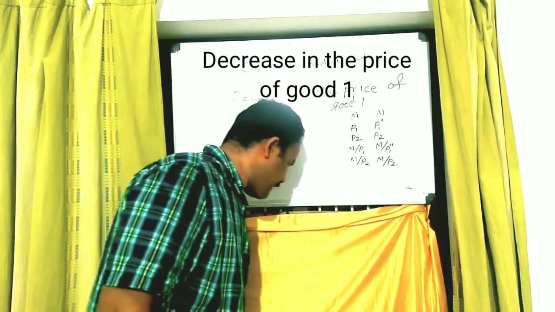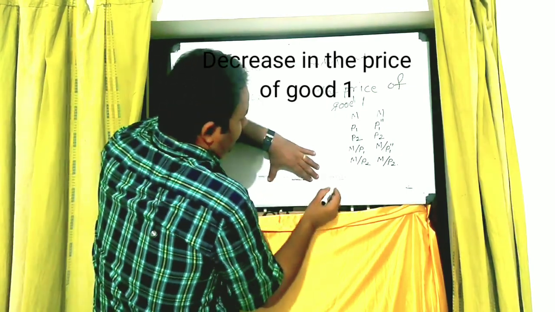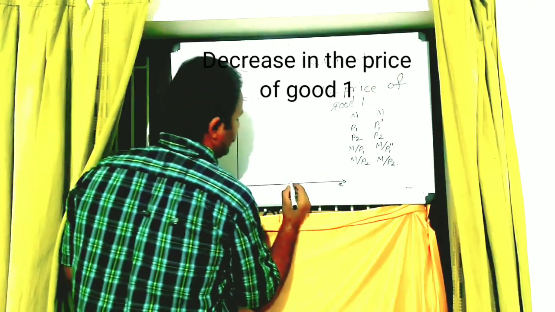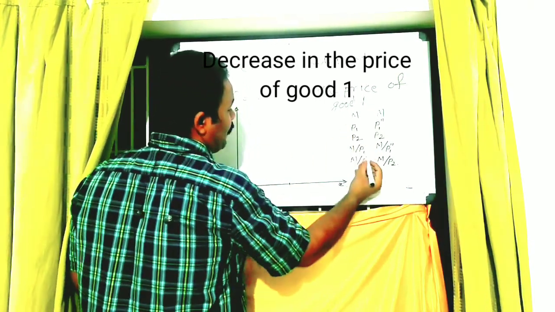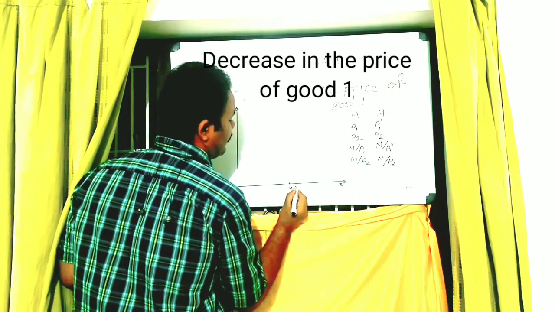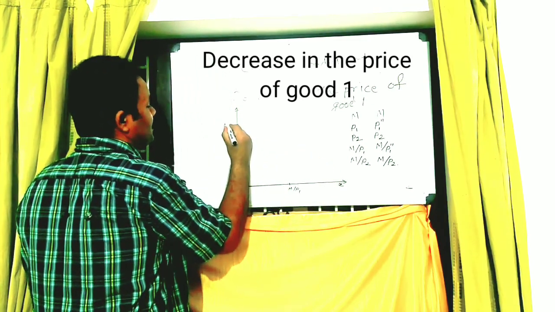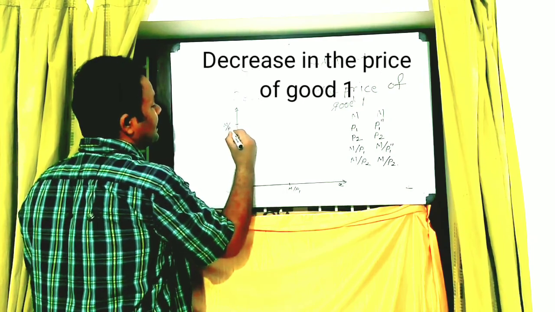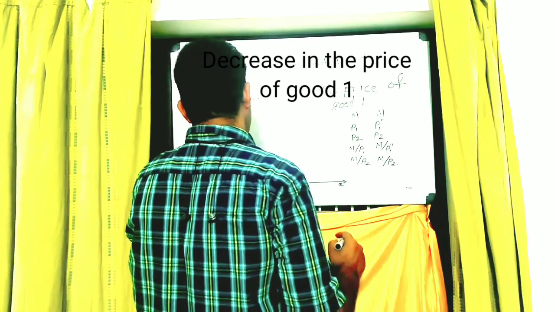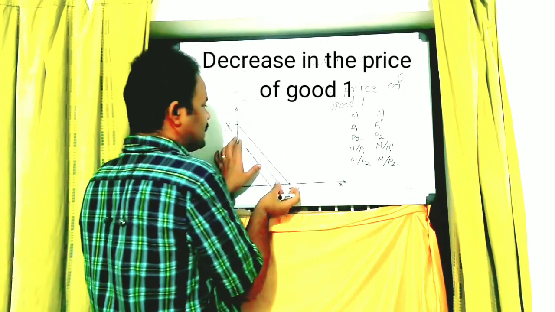This we can explain with the help of a diagram. Here we are drawing. So here the initial horizontal intercept M by P1, that is here. Vertical intercept M by P2, that is here. By joining these 2 points, we will get a line that is known as the budget line.